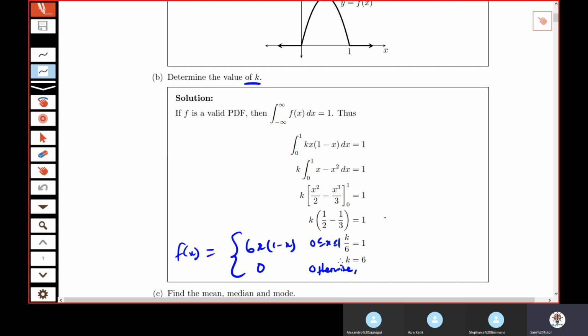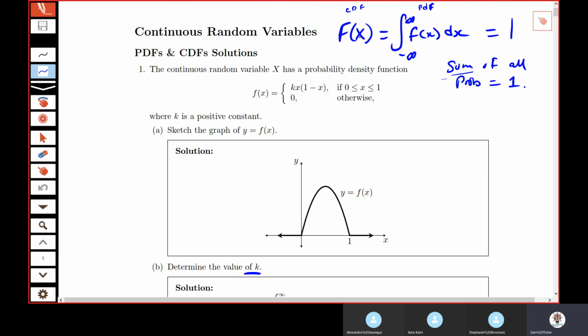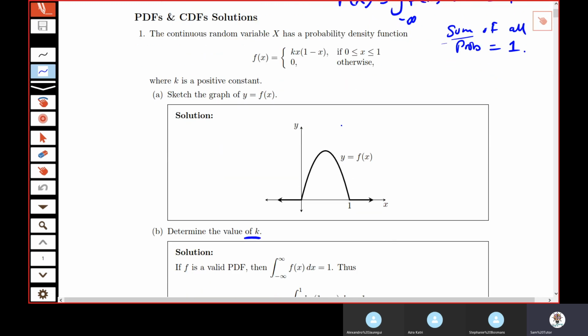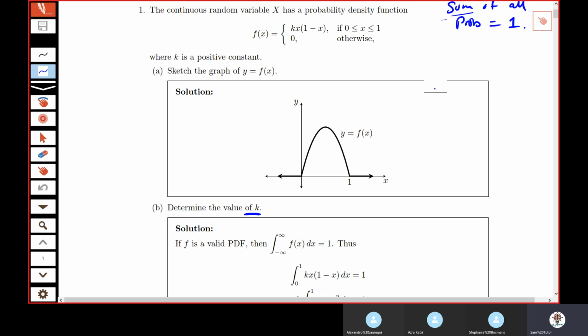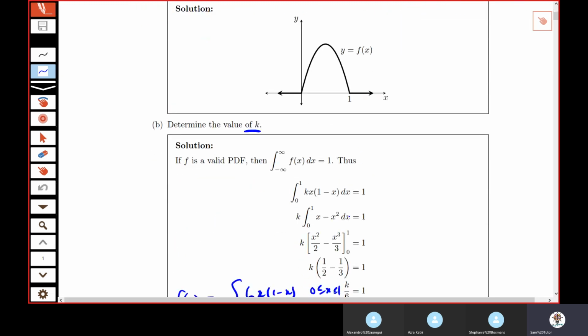Okay. Any questions up to this stage? Do we fully get that? Are we going to remember that? We remember this relationship between CDF, PDF, and 1, and how it works, and obviously our limits, which are negative infinity to infinity. Any questions?